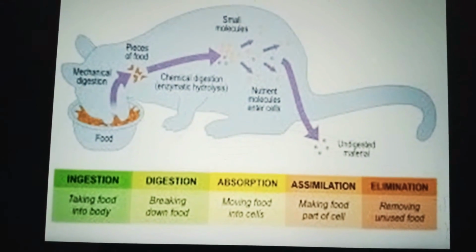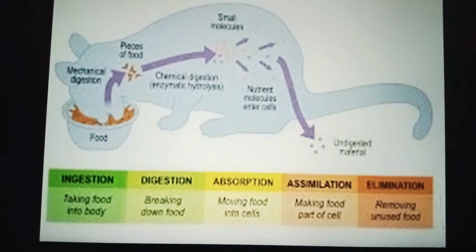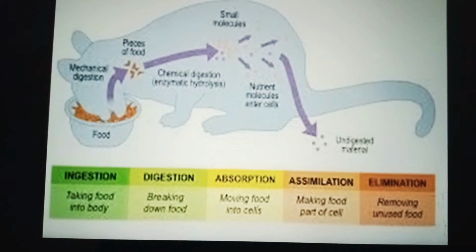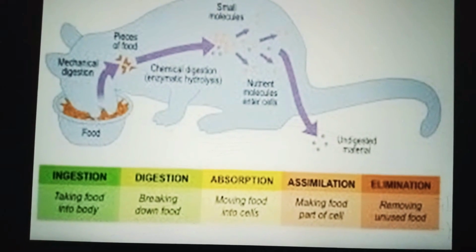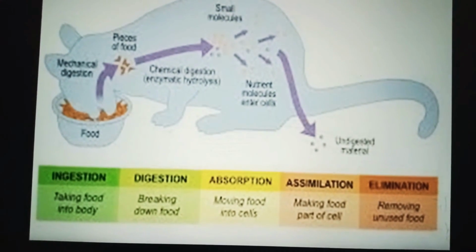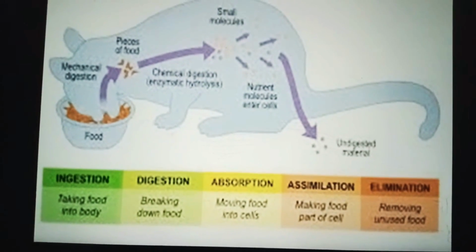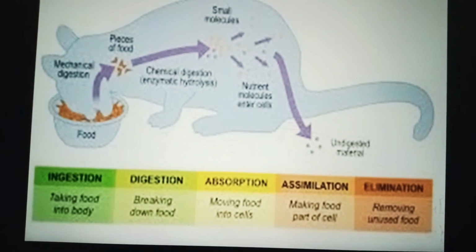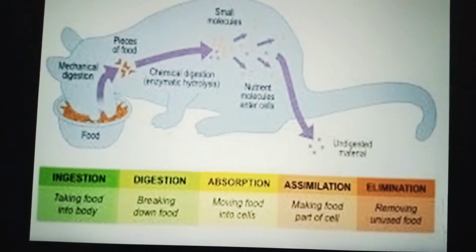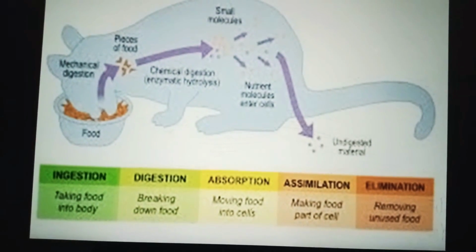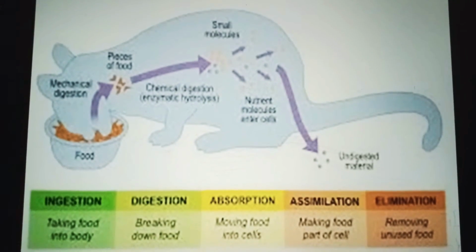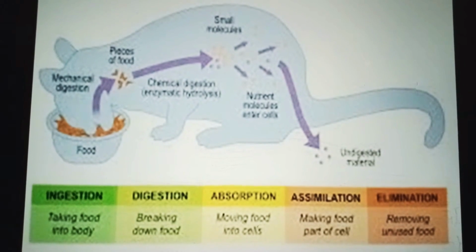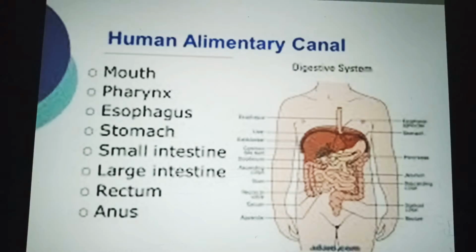So here are the steps of the digestion. First one is ingestion, taking food into the body. Second one is digestion, breaking down food. Third one is absorption, moving food into the cells. Fourth one is assimilation, making food part of the cell. Elimination is the last step, the removing of unused food. So this cat has defecated the unused food.